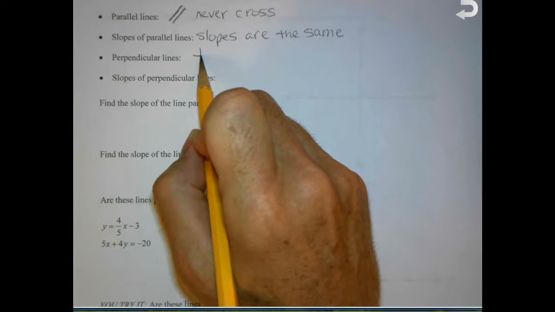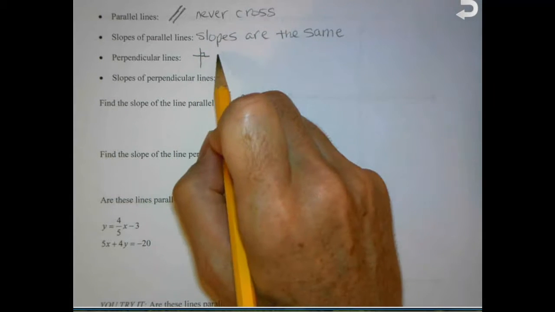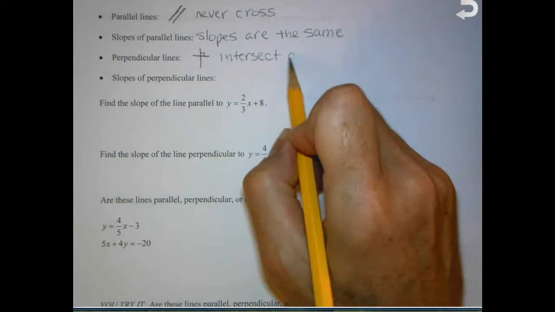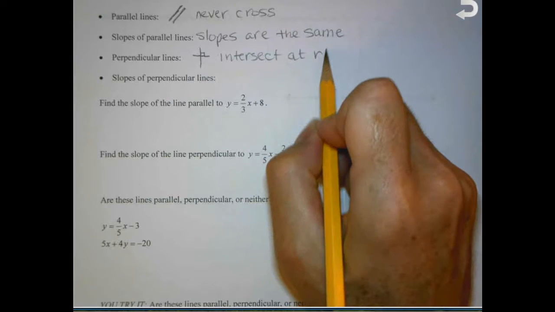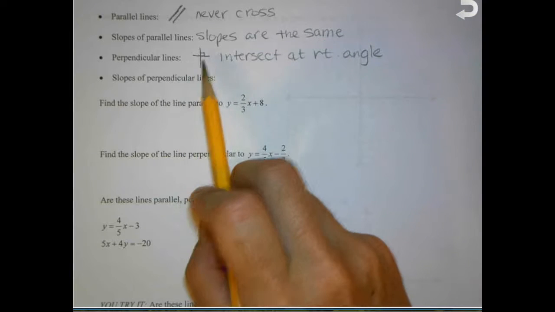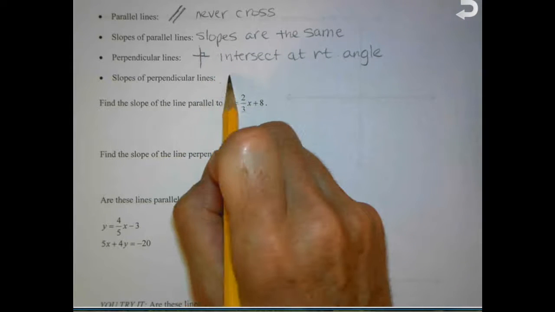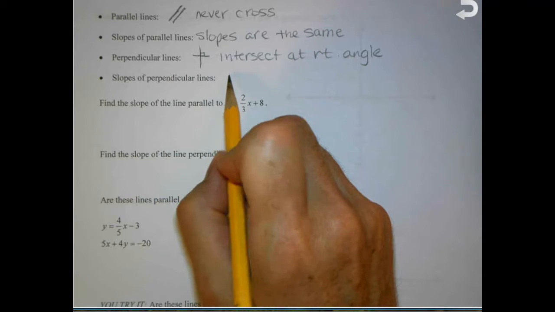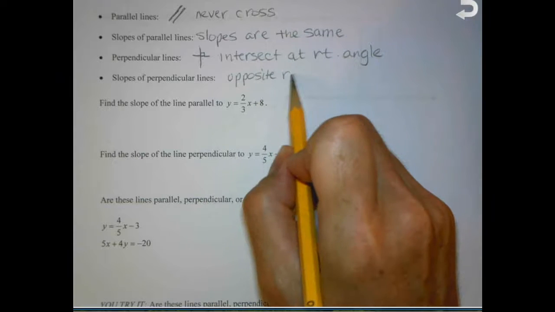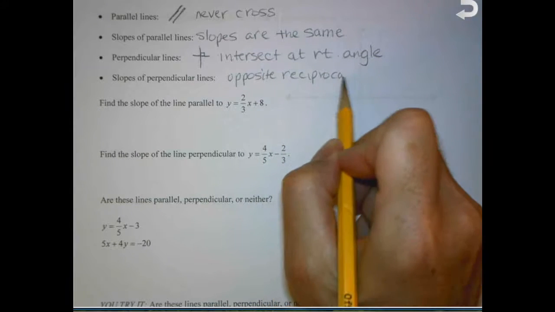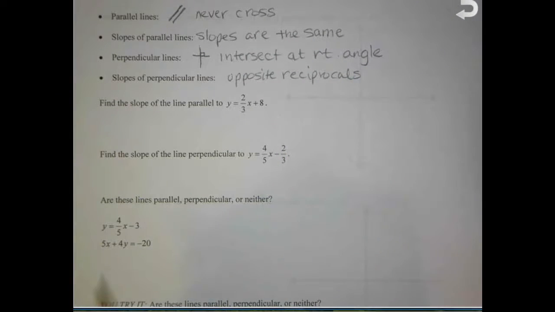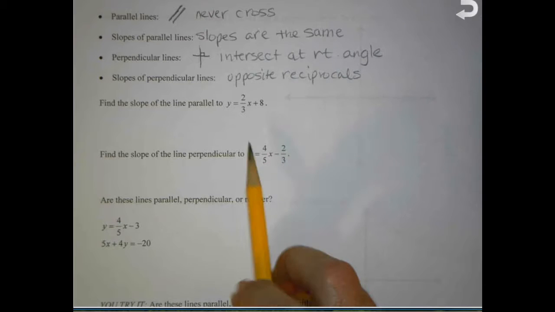Perpendicular lines, on the other hand, definitely meet. And they meet at a perfect right angle. And the slopes of those lines, if this one is one slope, the second slope is the opposite reciprocal of the first. So they're opposite reciprocals of one another. So for example, I'll show you a couple.